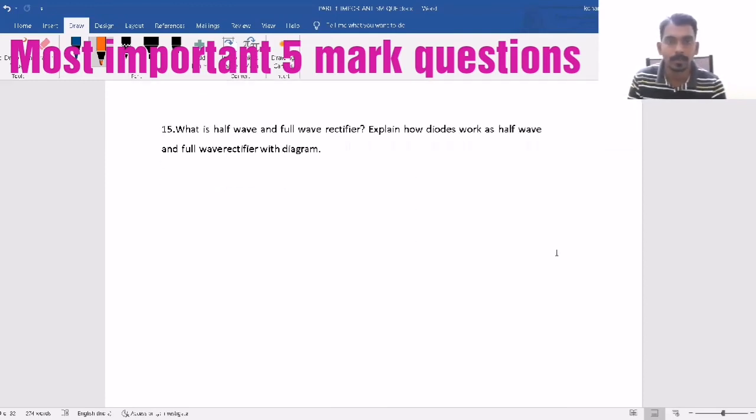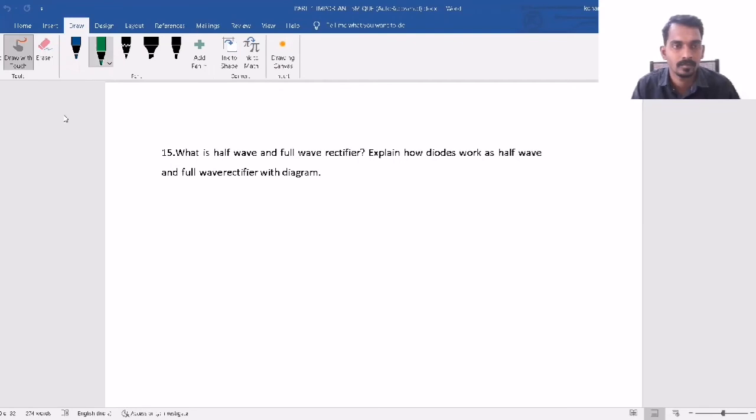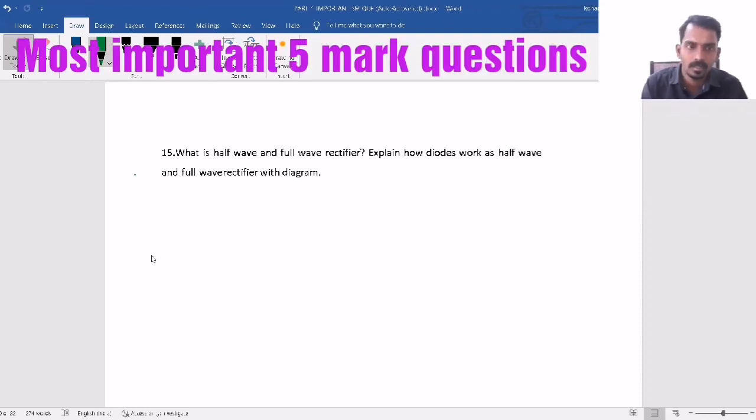Now, the last and final question: what are half wave and full wave rectifiers? Explain how. Now let us try to find out, first defining what a rectifier is.